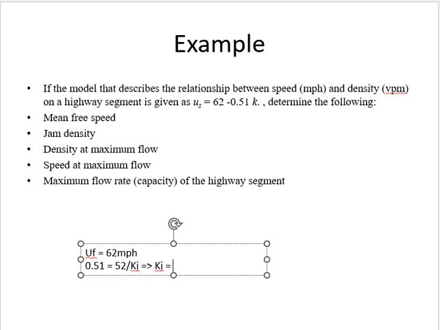Okay. So I want density at maximum flow. So I need an equation between density and flow, right? So what equations do I have? I have this equation and I have this one. Now I want to replace what? I have to replace U. So it will be K upon Q upon K, 62 minus 0.151.